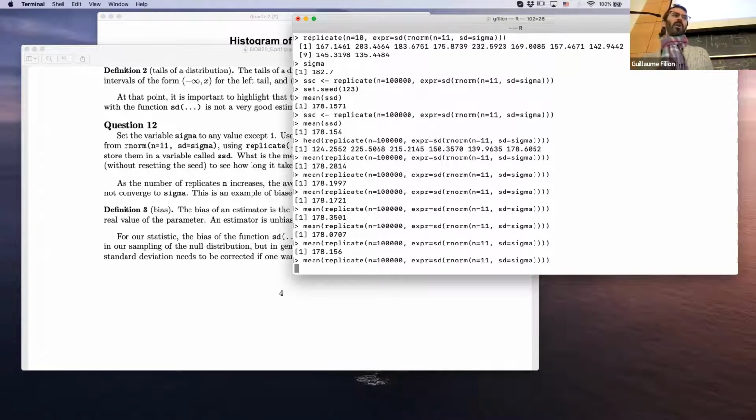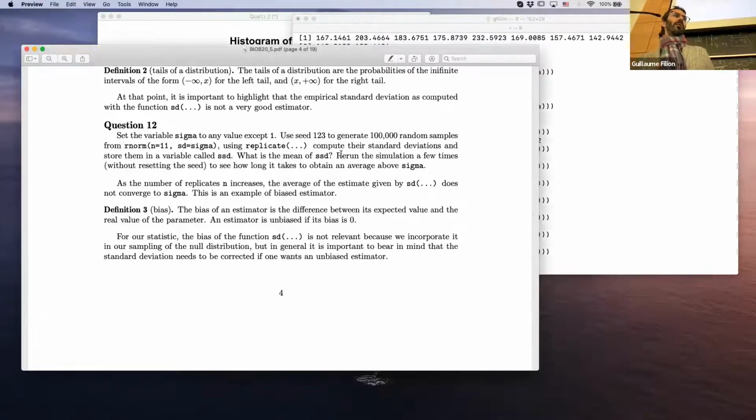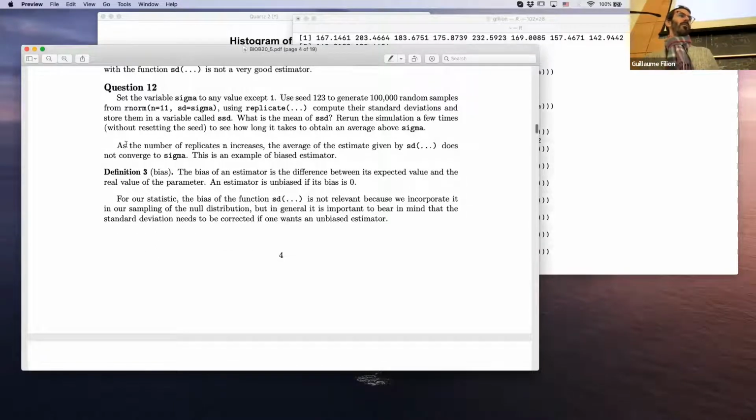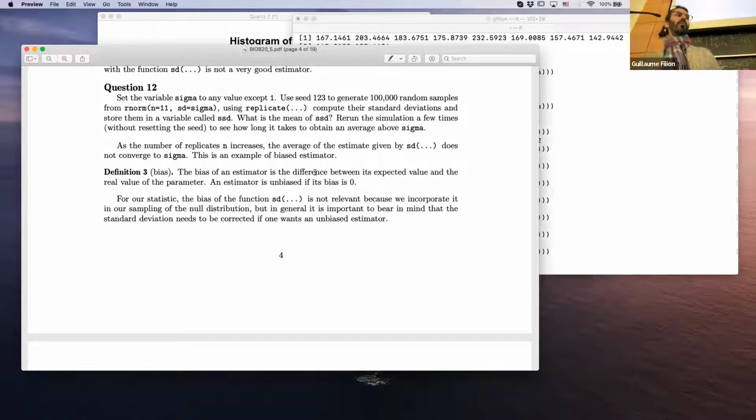So that's pretty much what you would define as a bad estimator. That's called bias. What is the mean of SSD? Around 178 something. We run the simulation a few times to see how long it takes to obtain an average above sigma. Never. You would just never get an average above sigma. The estimation of the standard deviation by that method is not even converging on average to the right value. As the number of replicates n increases, the average of the estimate given by SD does not converge to sigma. We're getting closer to 178, but not to 182. This is an example of a biased estimator.